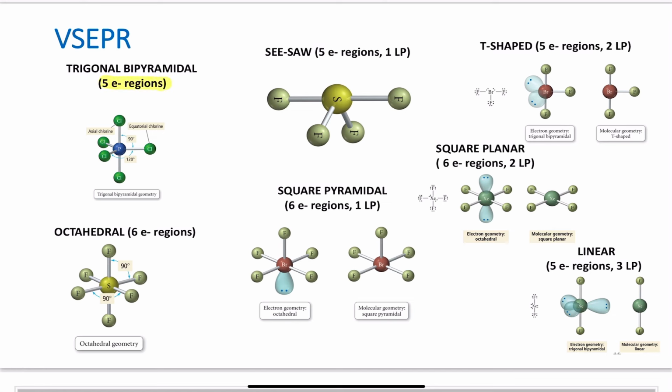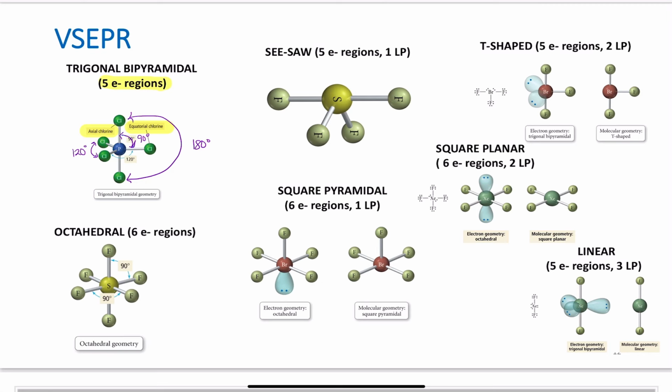5 electron regions, trigonal bipyramidal. And again, I know I mentioned this in the previous slide, but we have equatorial positions and axial positions. So you've got to know the equatorial are what's forming your equator here. The triangle in the center is your equatorial positions. Your equatorial positions are 120 degrees apart from each other. Your axial positions are the top and the bottom, and these are 180 degrees apart. And then axial to equatorial is 90 degrees apart.